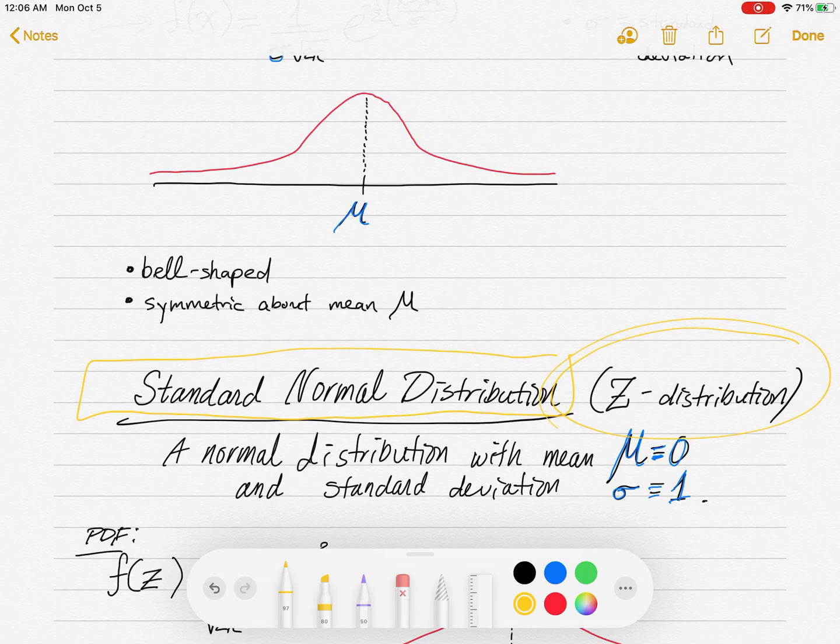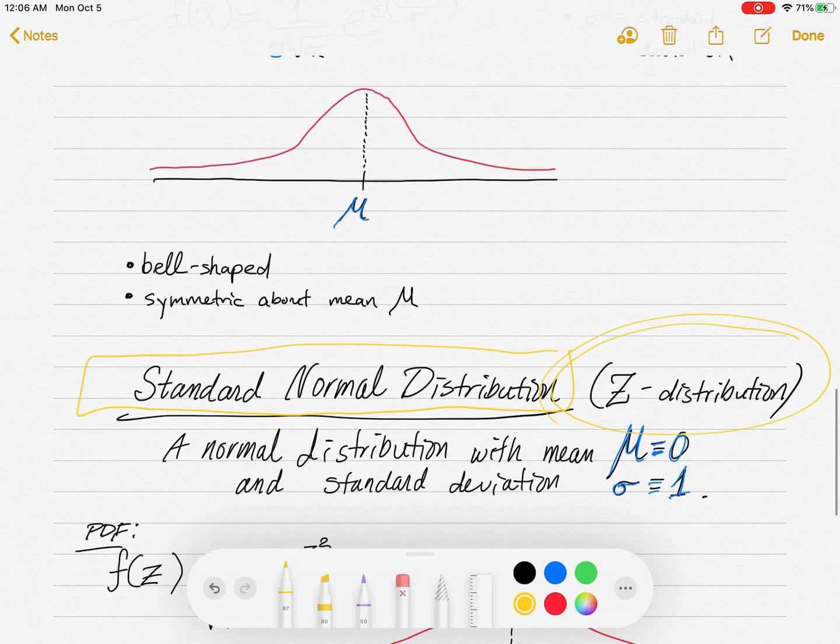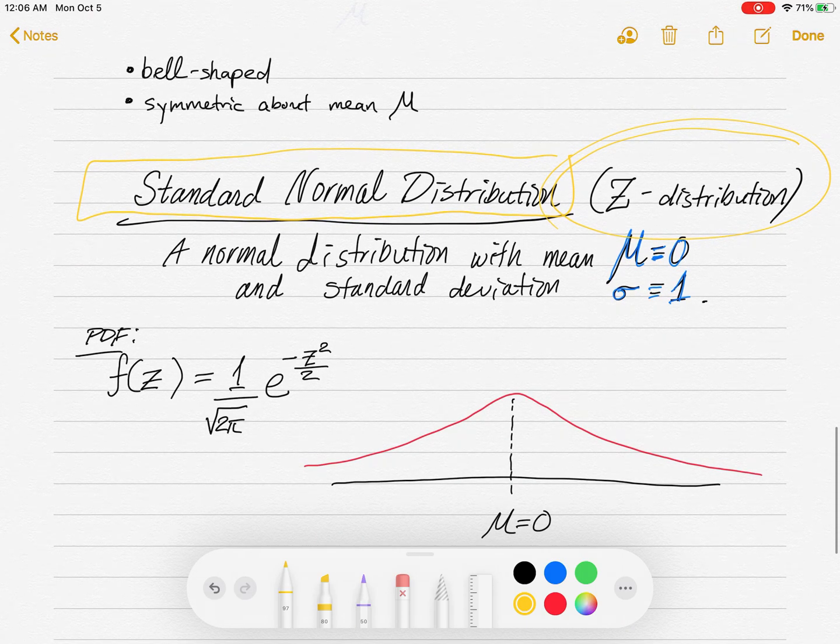What is the mean? So here's a question. Maybe I'll put this on an exam or something. What is the mean of the z distribution? The mean is 0. What is the standard deviation of the z distribution? The standard deviation is 1. So, 2 big facts.